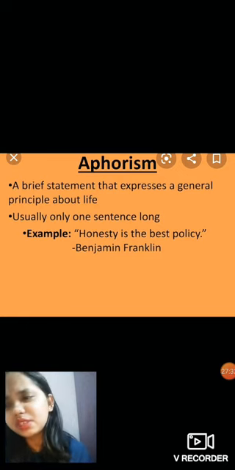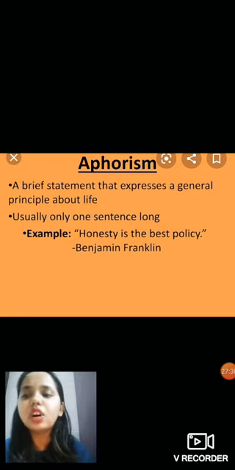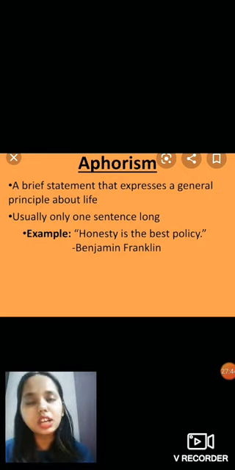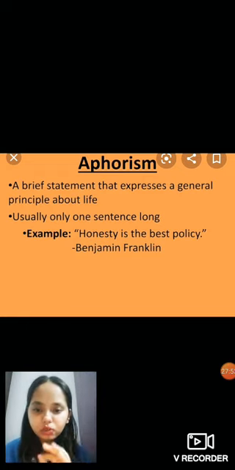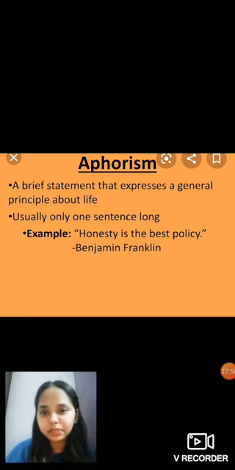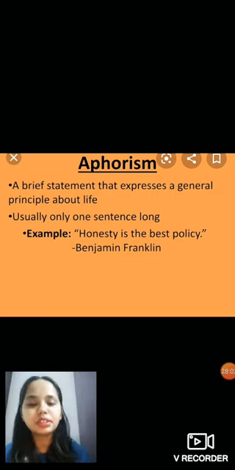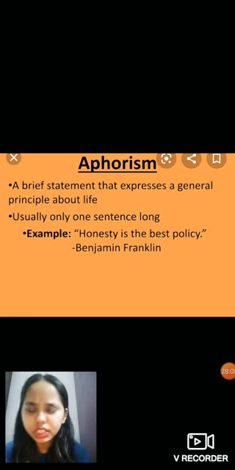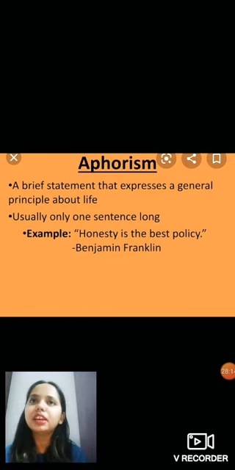Sketch a profile of a person who is vain. Before we jump in to write a profile, first we'll understand what an aphorism is, and later I'll tell you whether you have to write it or not. We'll be writing it, but not today, not as an activity; in general we'll just discuss. An aphorism is a brief statement that expresses a general principle about life. A whole life experience is written in one sentence.